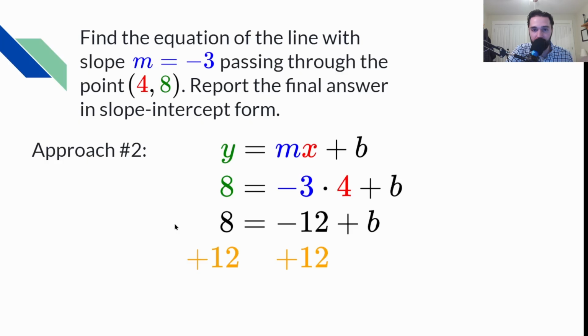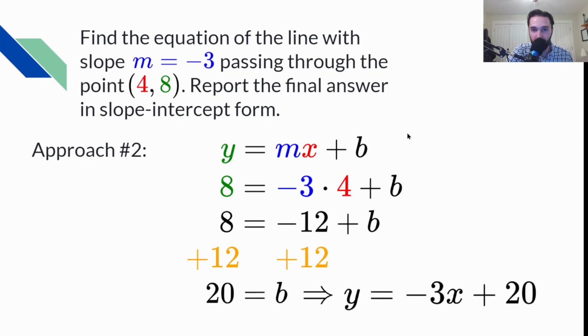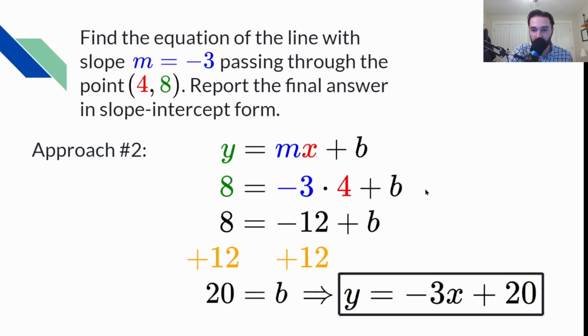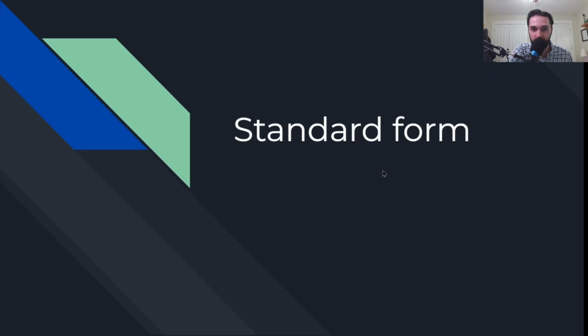So we have m equals -3 and b equals 20. Those are the two pieces we need to formulate our equation in slope-intercept form. We get y equals -3x plus 20. That's the same answer that we got from approach 1.